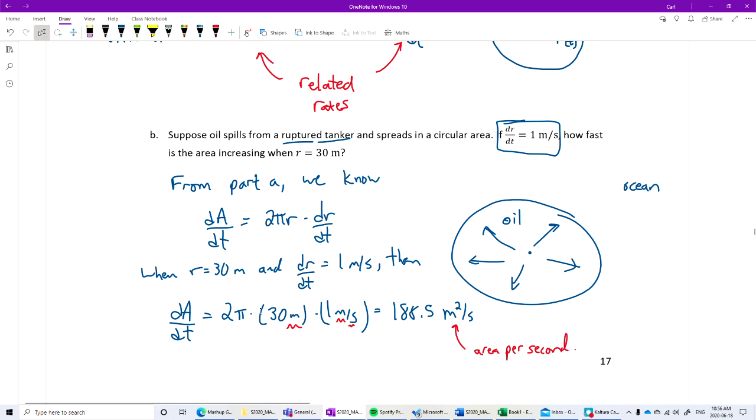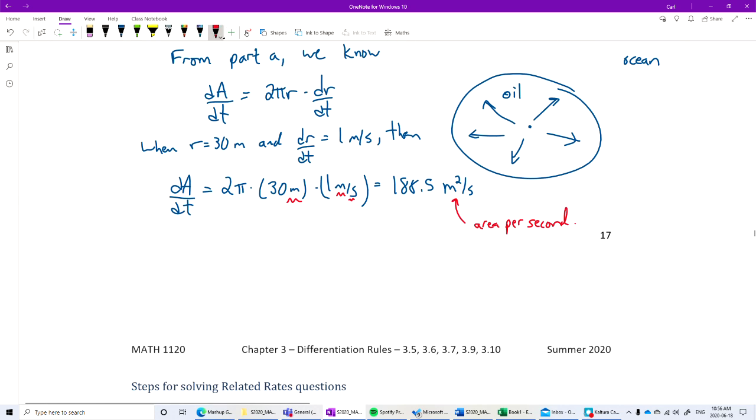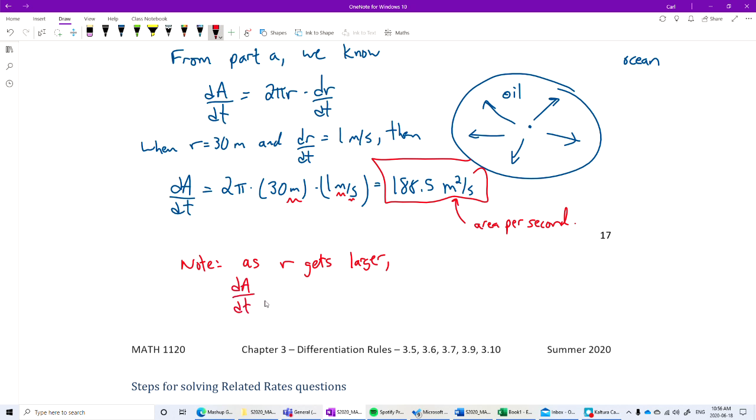So one of the things we can see from this is interesting. So that's our answer. One of the things we can see, though, is that as r gets larger, dA dt also gets larger, even if dr dt is constant at 1.